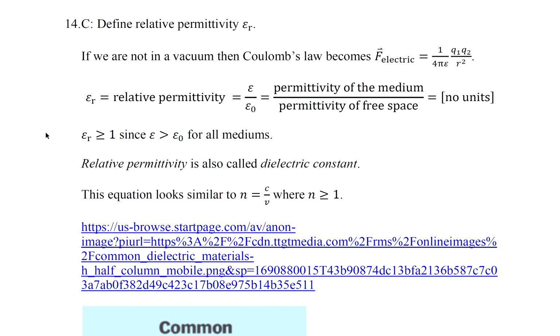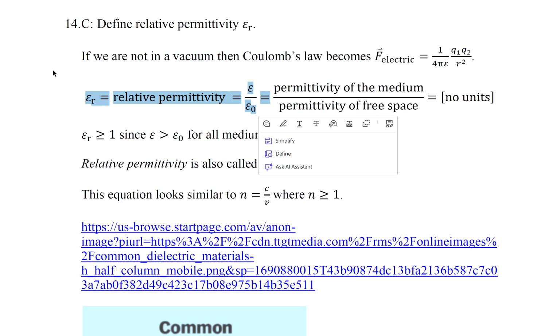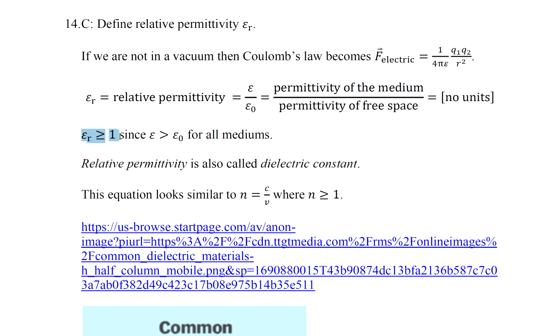Question 14, define relative permittivity epsilon sub r. So take a look at this equation. If we are not in a vacuum, then Coulomb's law becomes 1 over 4 pi epsilon, where epsilon sub r is epsilon over epsilon sub 0. So epsilon sub r is greater than or equal to 1, since epsilon is greater than epsilon naught, or epsilon sub 0.